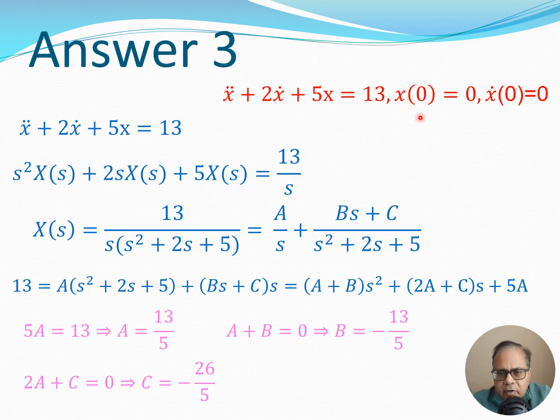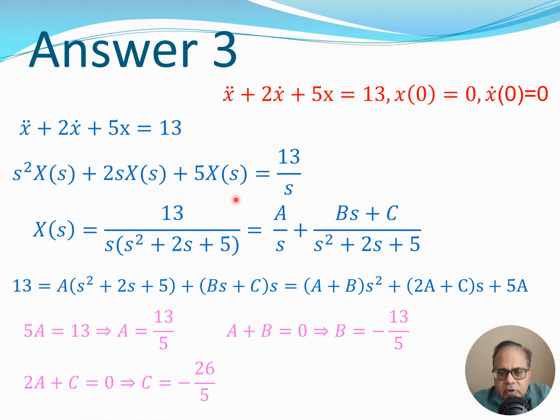Now remember, because x(0) was 0 and x dot (0) was 0, those terms do not come in here. If those were non-zero, then they would also come in here. But in this case I can simply use the differentiation theorem. So x dot means there is a multiplication by s, and x double dot means there is a multiplication by s squared. This s squared problem we just did a few slides ago.